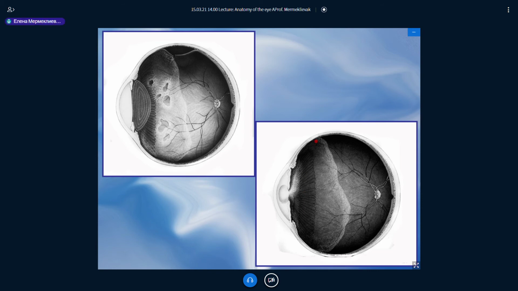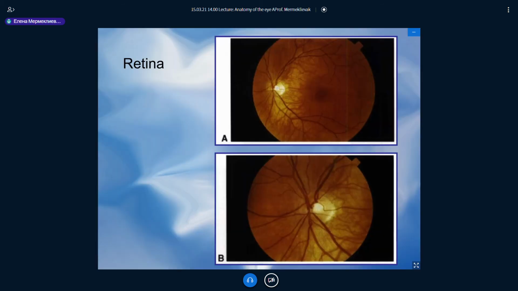But in some individuals, when they have some problems in the peripheral retina, the detachment of the vitreous body can cause rupture of the retina and detachment of the retina, which is a serious complication. And the retina is the most important part of the eye. This is the neuron system of the eye.